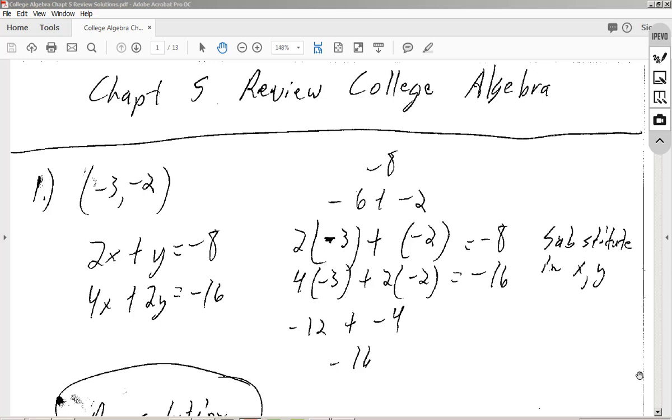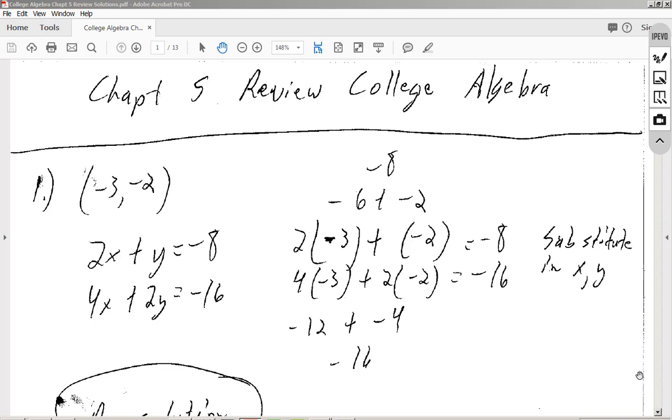On our Chapter 5 College Algebra Review, number 1, the directions say determine whether the given ordered pair is a solution of the system. And then they give us this pair, which is (-3, -2), and our two equations: 2x plus y equals -8, and 4x plus 2y equals -16. So we just need to go ahead and substitute in those numbers.